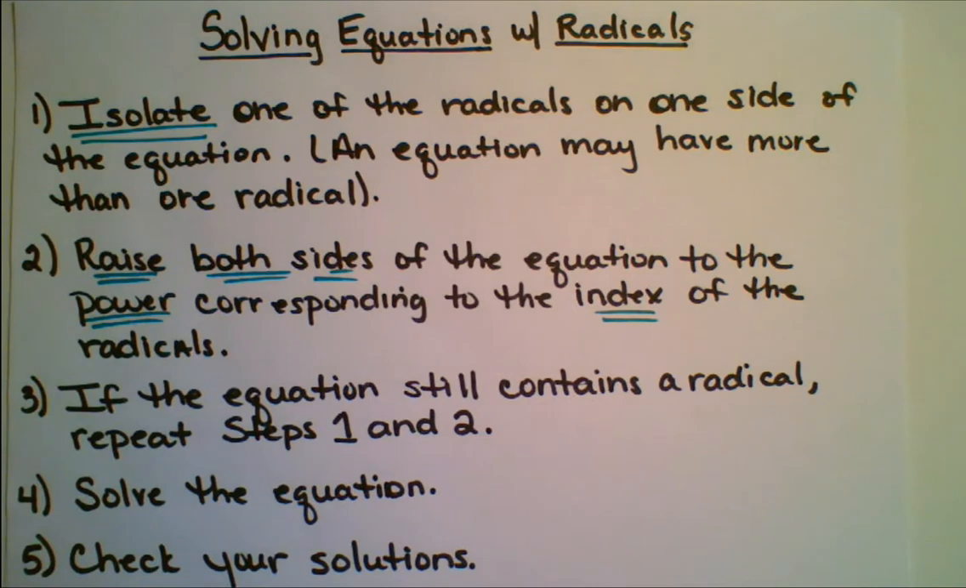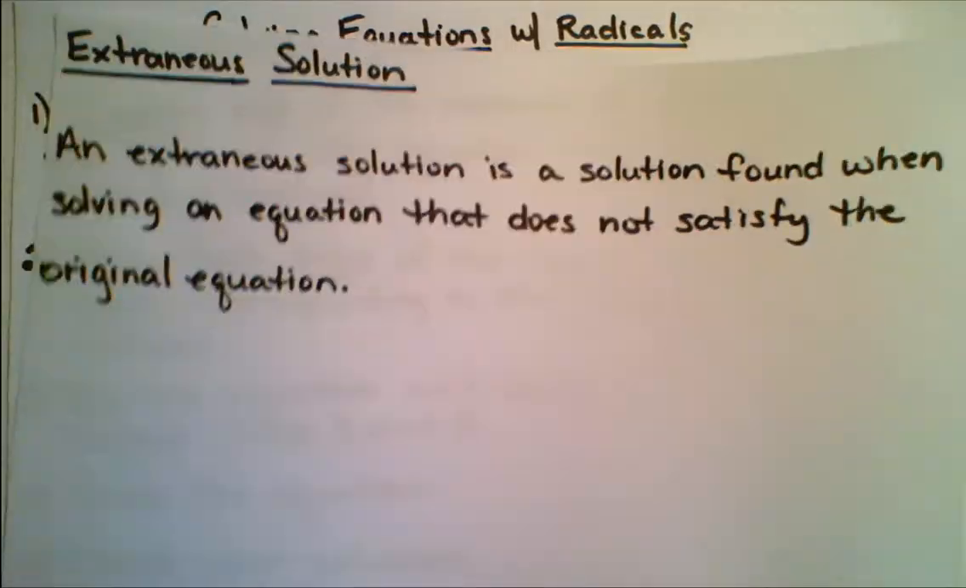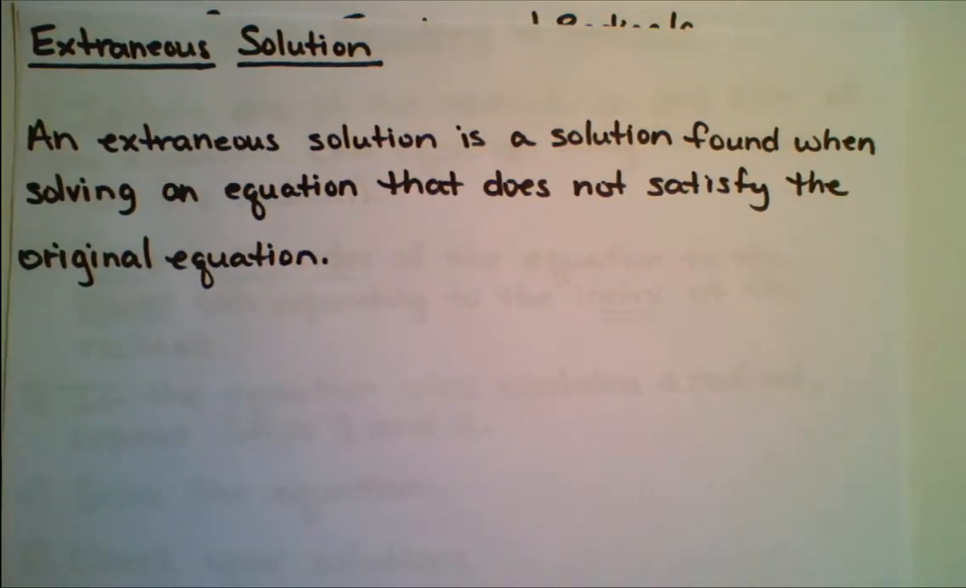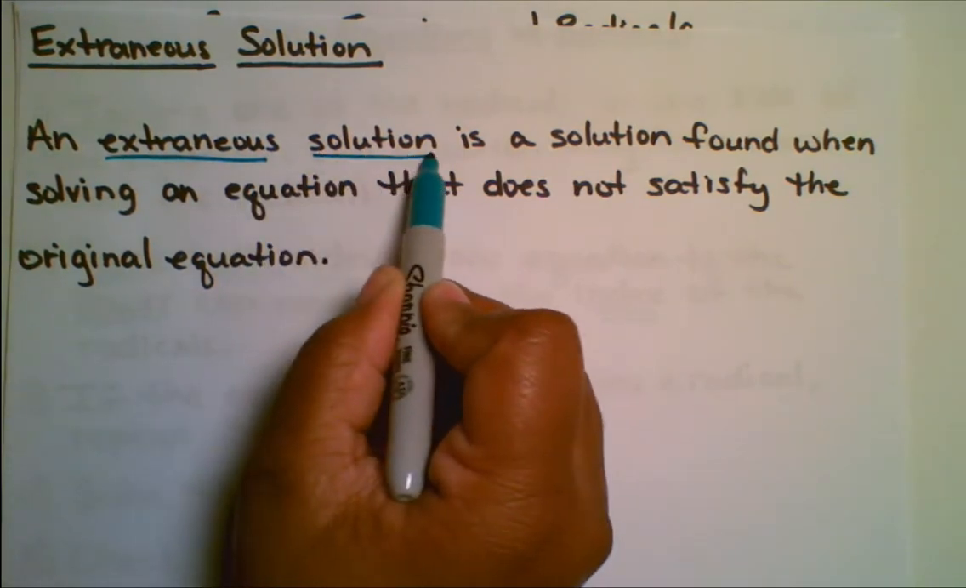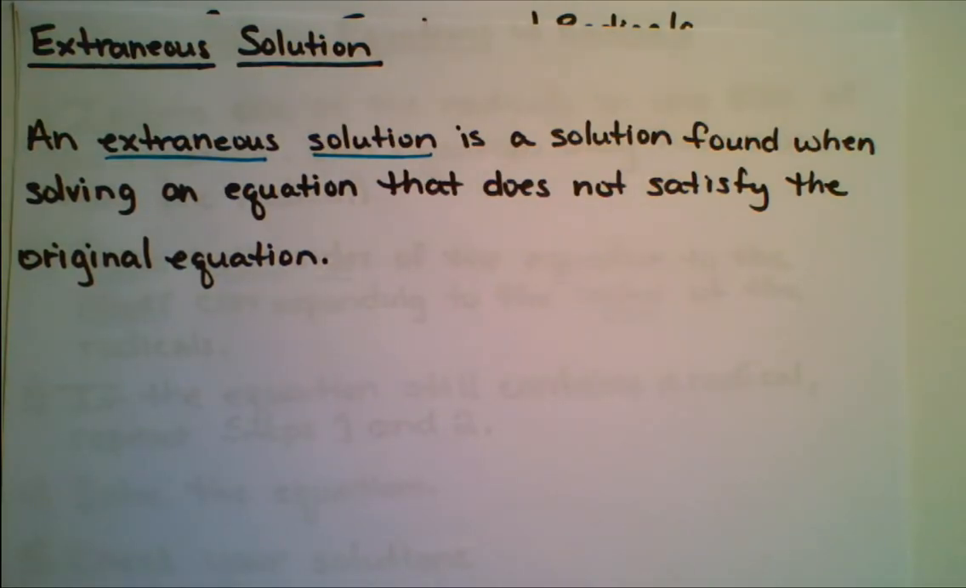We're going to solve the equation and then we're going to check our answers, check your solutions. In this section it is going to be so key that we check our solutions because we may have a solution that is extraneous. Extraneous meaning extra: a solution found when solving an equation that does not satisfy the original equation. So yes, we're going to solve it and come up with an answer, but when we check our solution, it doesn't work out at all. So we would call that solution extraneous.